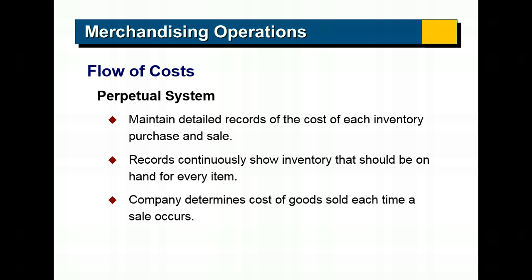So, perpetual system is where detailed records stay maintained on every purchase and every sale. They show inventory that should be on hand for every item. Menards, I hate it because they're not always accurate, but they have a perpetual inventory. Most stores do nowadays have perpetual inventory because of our great computers. Companies determine the cost of goods sold each time a sale occurs. Now, please note though, at the end of the year, they still will do a physical count.